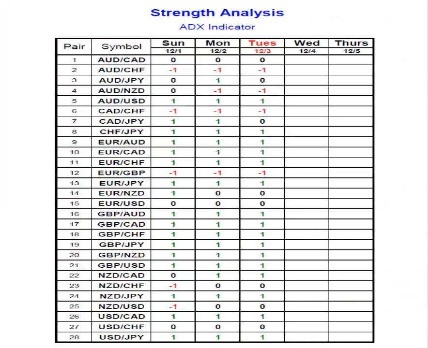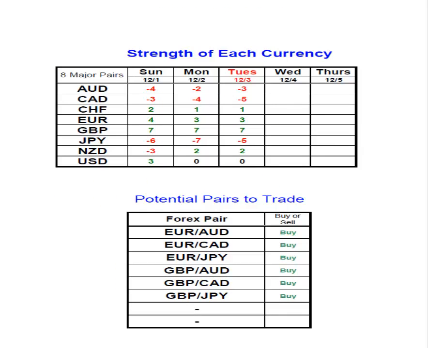Here's the ADX analysis chart for December 3rd. Please compare this with the results of your analysis. From the ADX analysis and the strength calculator, we have the following currency strengths. There are 2 strong currencies and 3 weak currencies. The qualified pairs are the Euro Aussie dollar, the Euro CAD, and the Euro Yen. The Pound Aussie dollar, the Pound CAD, and the Pound Yen.